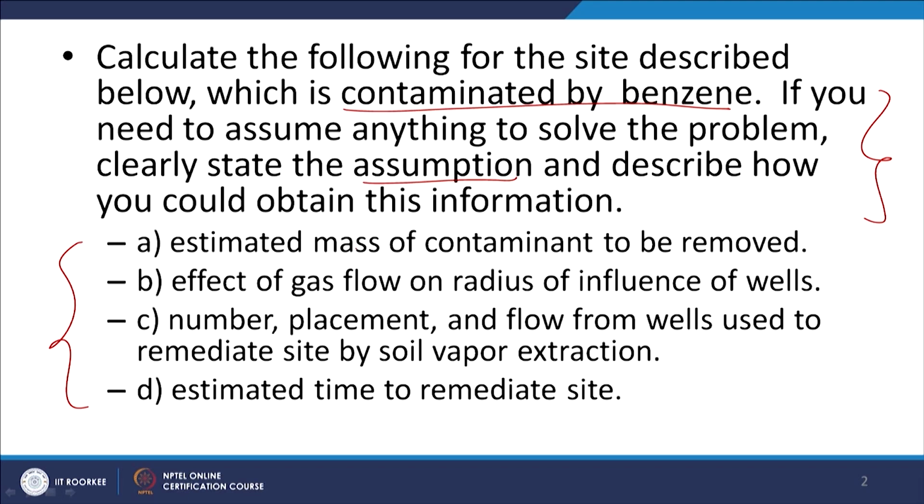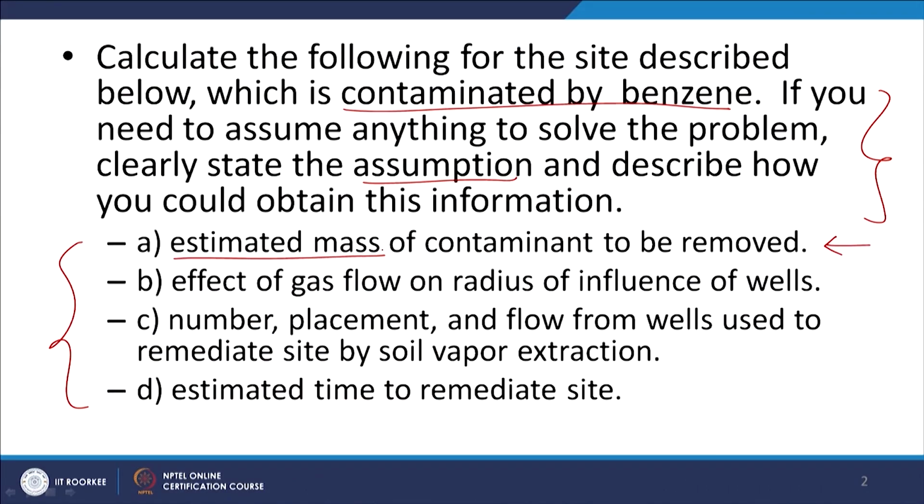So what is the first aspect here? What is the estimated mass of the contaminant to be removed? For example, we are going to use this particular set of information to try to design a particular system. Again, a simplistic design more or less. Obviously, to design the system you need to know what is the mass of the contaminant and in what phases is it present. So we need to be able to look at that particular aspect.